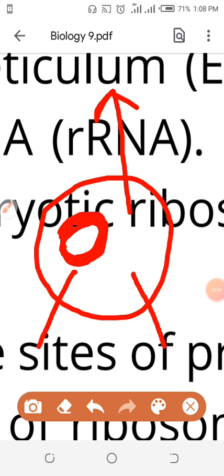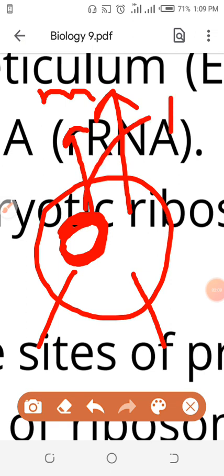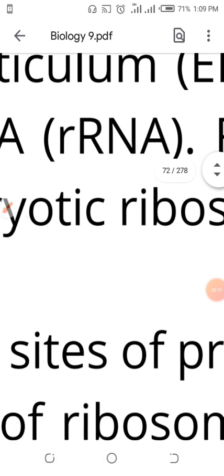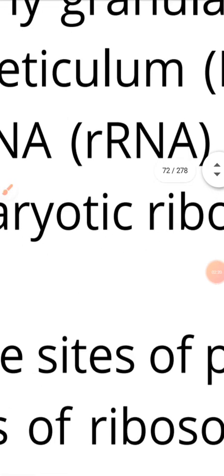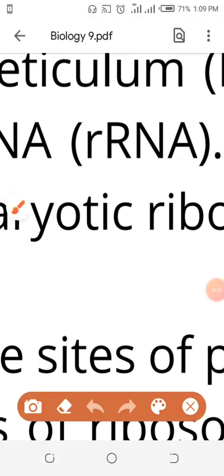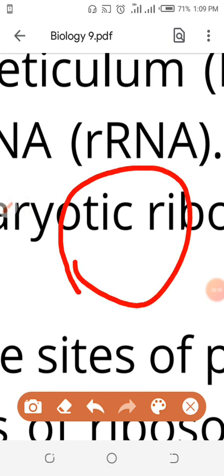Messenger RNA will be formed inside the nucleolus, and the transfer RNA also will be formed inside the nucleolus. Ribosomal RNA will also be formed by the nucleolus. What did the messenger RNA do inside the nucleus? After formation, it goes to the chromosomes, which are composed of DNA. Messenger RNA copies the message from the DNA in the process of transcription.